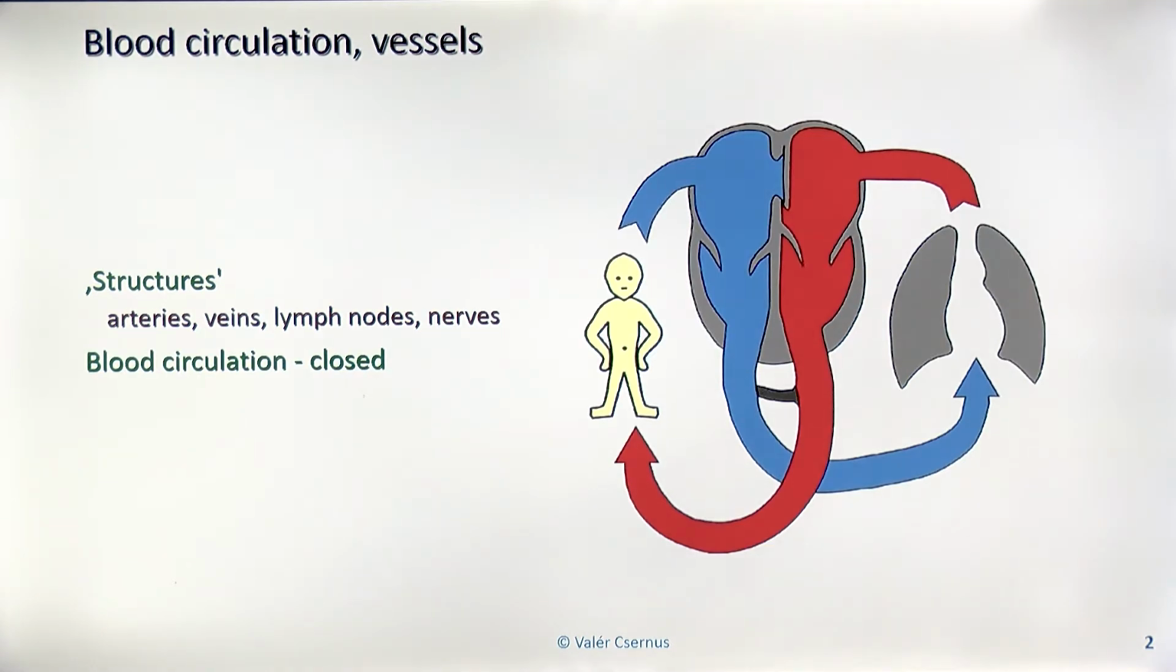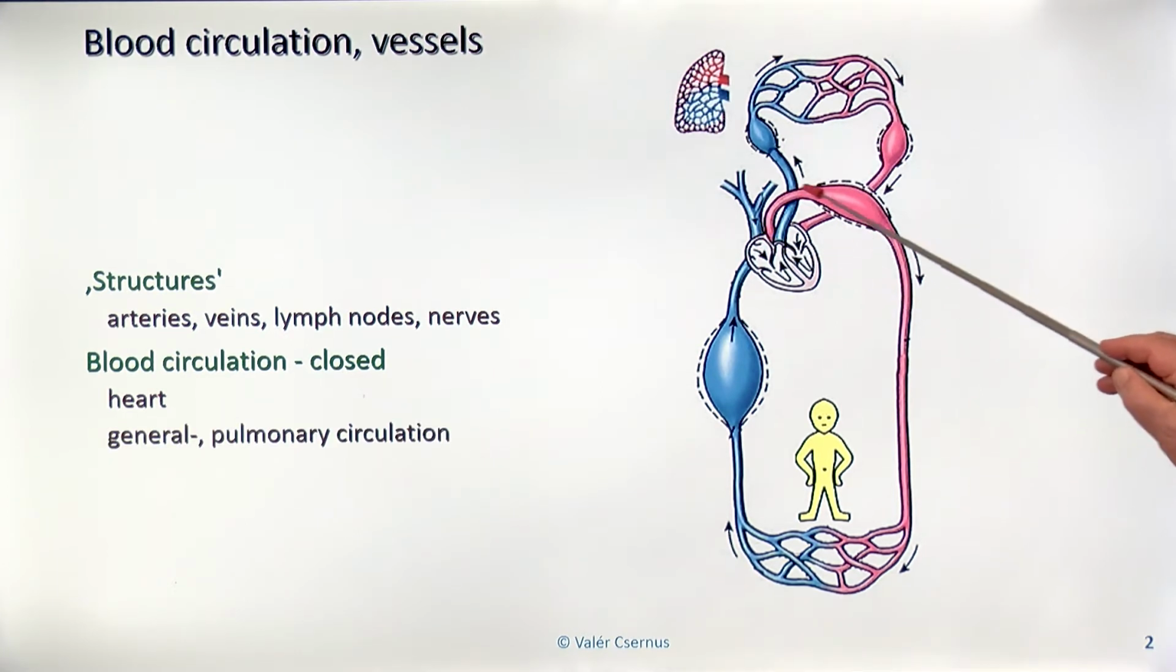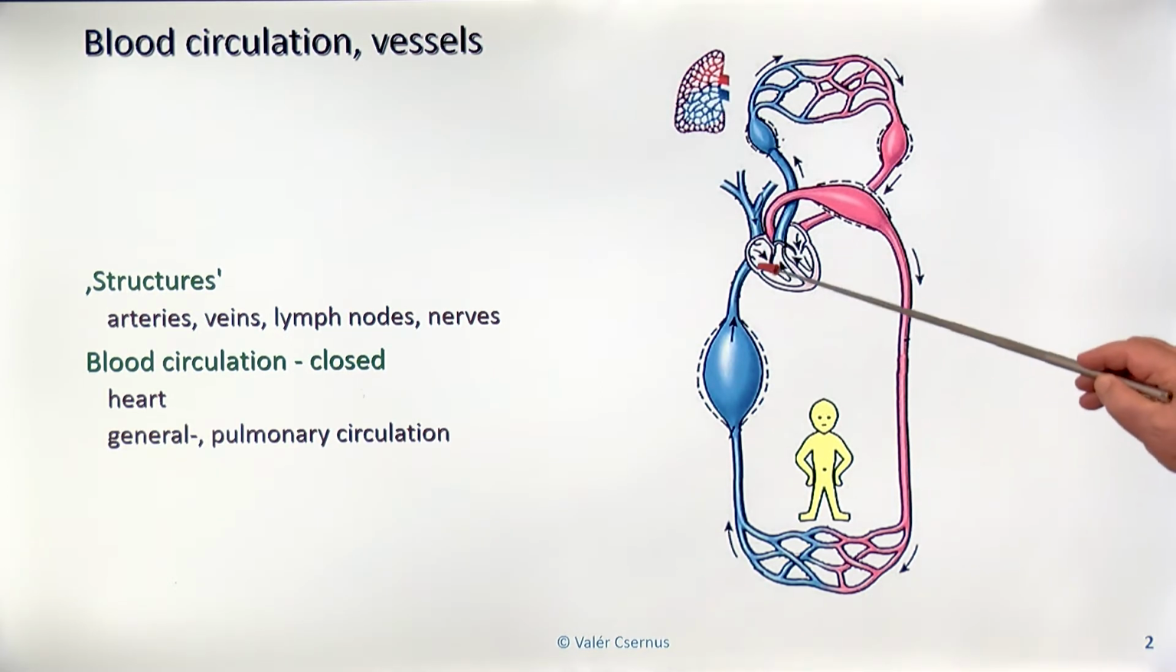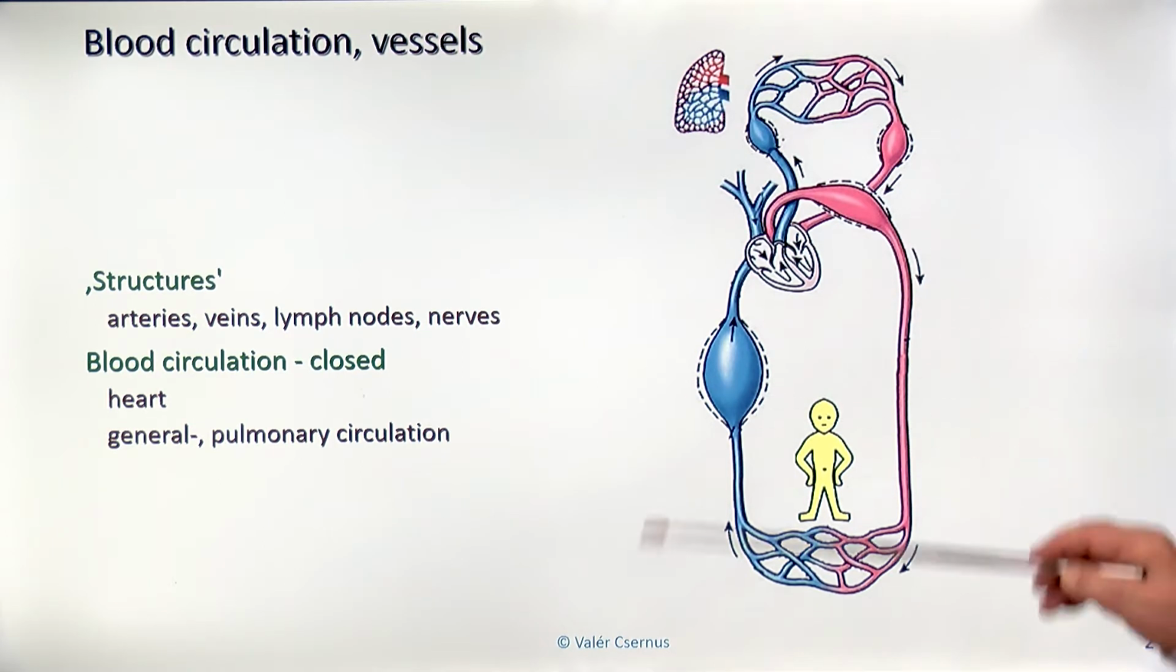Let's start with the blood vessels. You probably know this picture from your kindergarten, how the blood circulates. The central component is the heart, from which the pump is blood to two circles, the general circulation and the pulmonary circulation. Now let's describe the general circulation. The principle of the pulmonary circulation is similar.